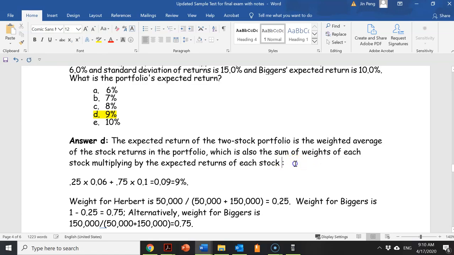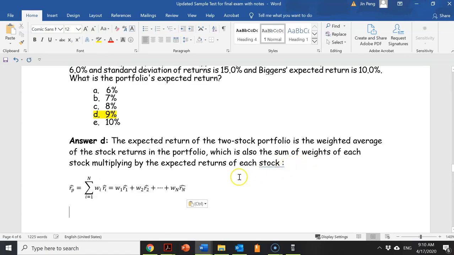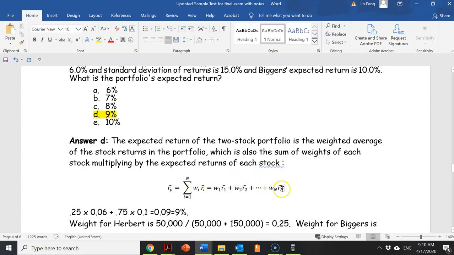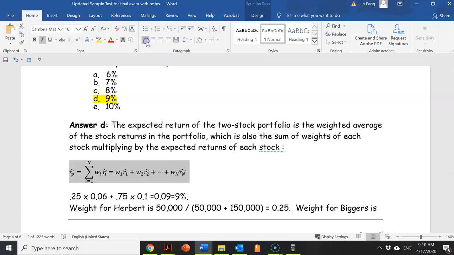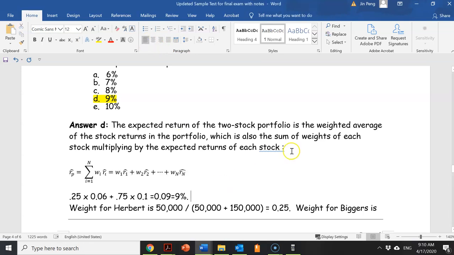Formula is a little bit... okay. Here we have two stocks, so we only have two items here.